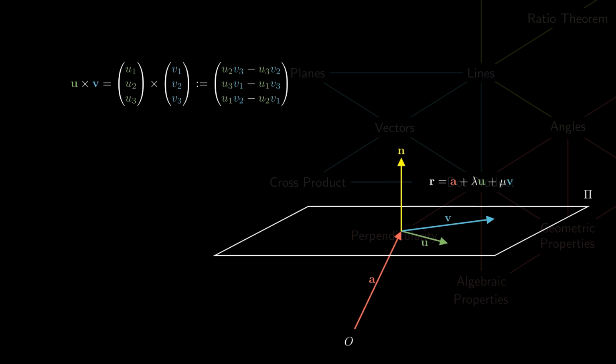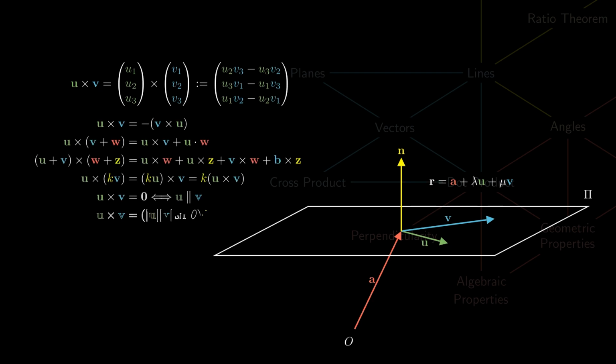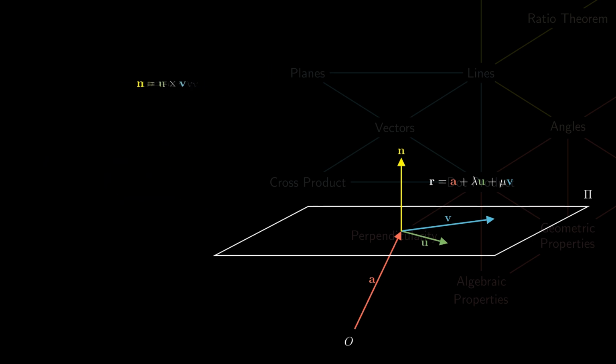And just like dot products, cross products have many useful algebraic properties for manipulation. The last identity in particular tells us something interesting. It tells us that the result of u cross v is a vector that's perpendicular to both u and v. This means when we take the respective dot products, we will get 0.